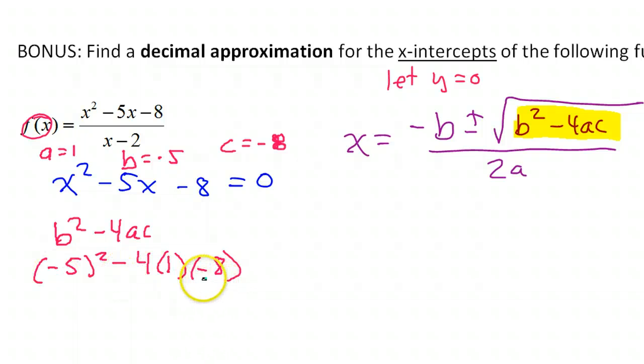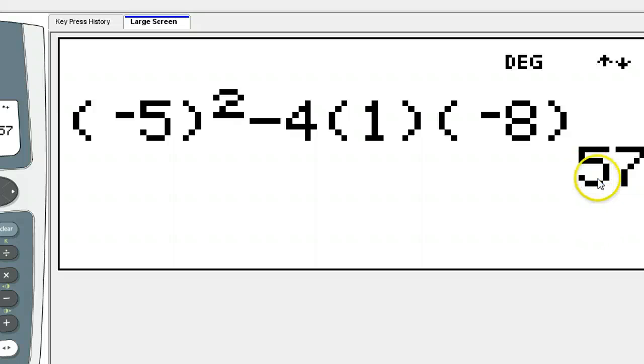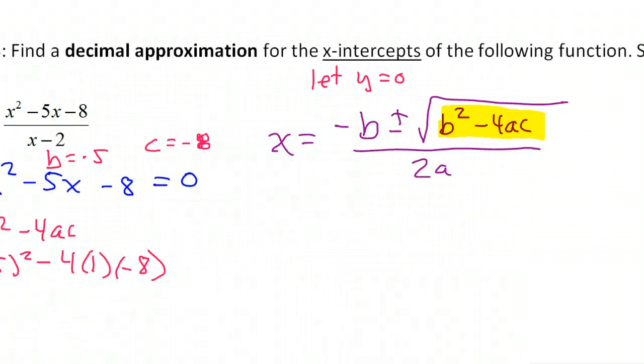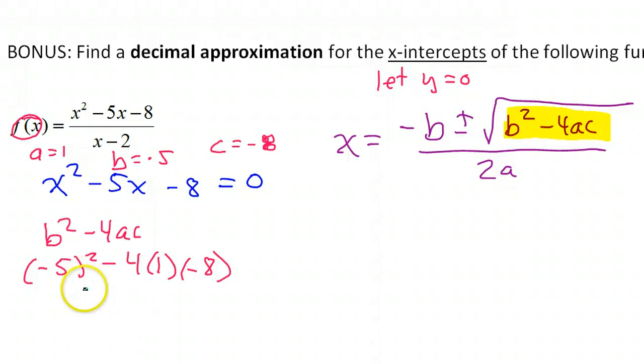I'm just going to put this in the calculator. This is what it looks like in the calculator. Notice my use of parentheses. This is mandatory. If you don't use parentheses around this negative 5, you will get the wrong answer. So 57. The discriminant is 57. So that means that we've got 57 right here. So let's go ahead and do the rest of the quadratic formula.